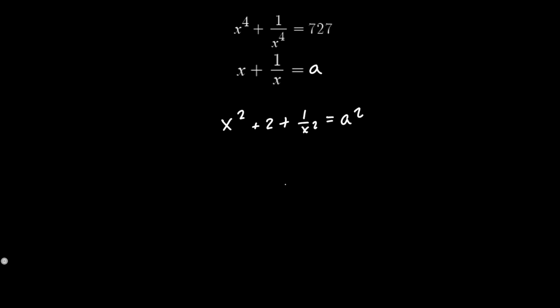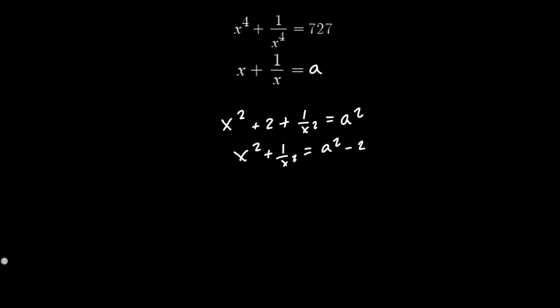And pretty much here we have x squared plus 1 over x squared is equal to a squared minus 2. What we can do is understand that if we try to square this, we will have to solve a higher degree polynomial, which we will avoid.